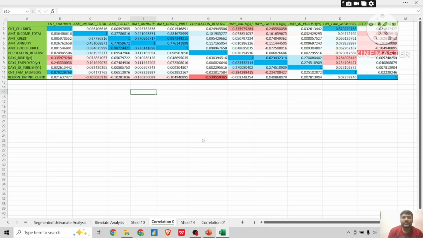Strong negative correlations: days birth, meaning age, and days employed are highly negatively correlated with many variables. As the age increases, loan amount or income shows limited growth. Region rating client is negatively correlated with several features, possibly suggesting that applicants from higher rated regions differ in financial behavior. Understanding these relationships is critical, especially when selecting features for machine learning models.